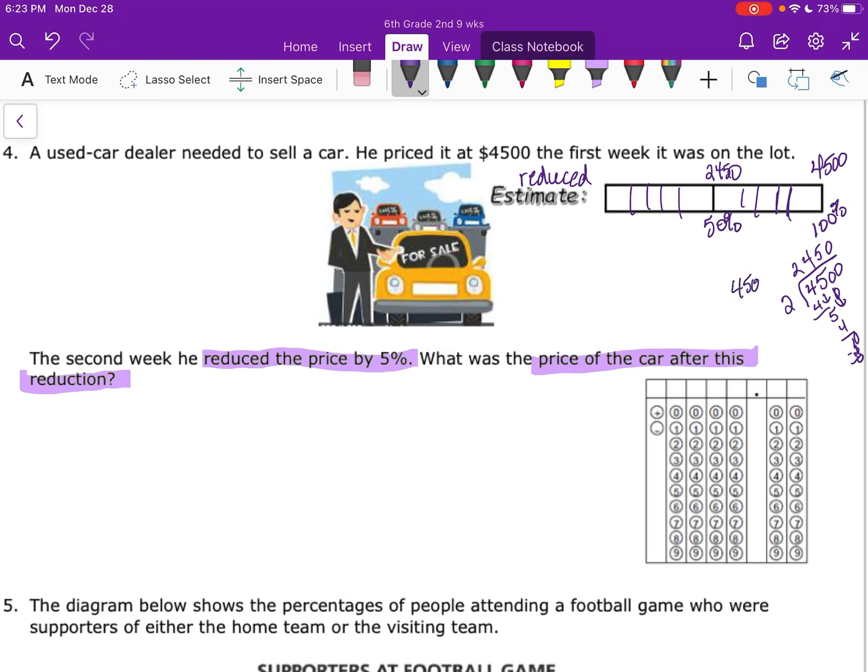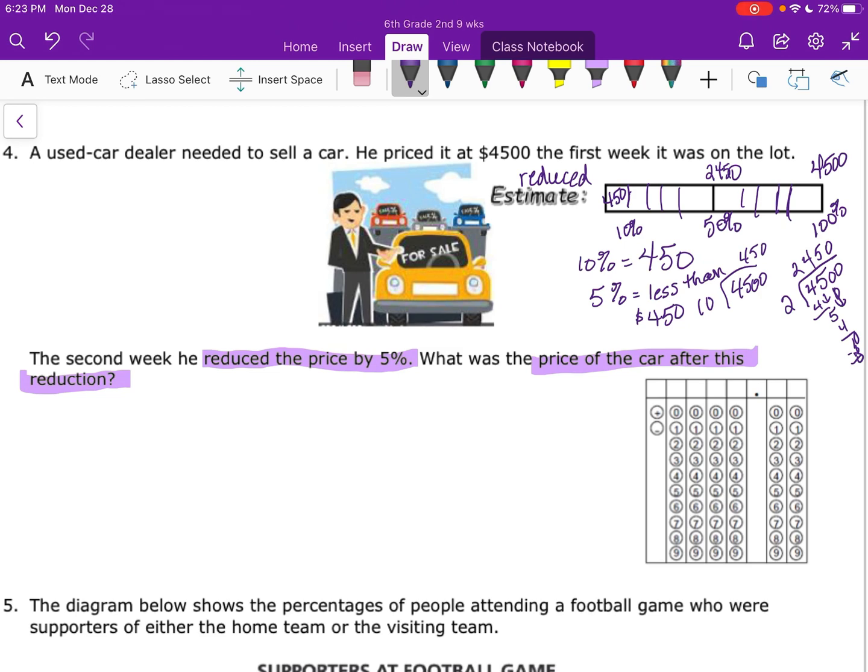So 4,500 divided by 10 would be 450. So 10% is 450, right? So that means 5% has to be what? Well, it would be half of that, but it would have to be less than 450. Right? Less than $450. Okay? All right. So let me see if I can write this a little neater.